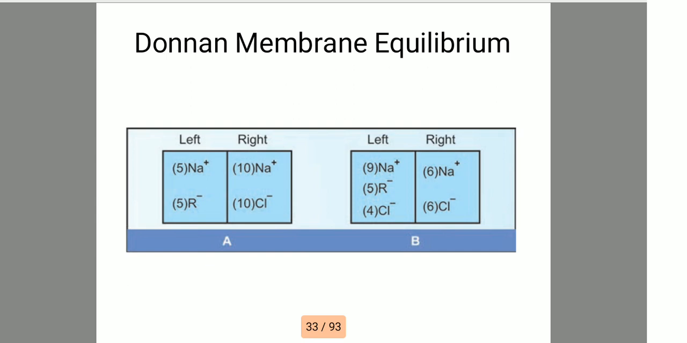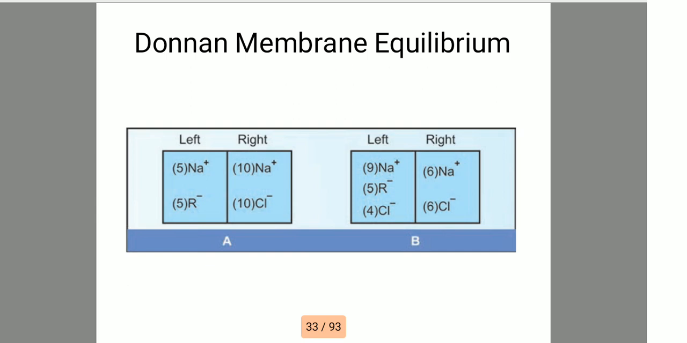To convey the meaning of the mathematical values, a hypothetical quantity of each of the ions is also incorporated in brackets. Initially, 5 molecules of NaR are added to the left compartment and 10 molecules of NaCl in the right compartment, and both of them get ionized.